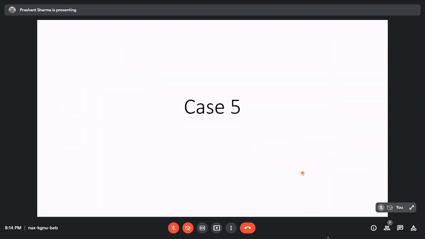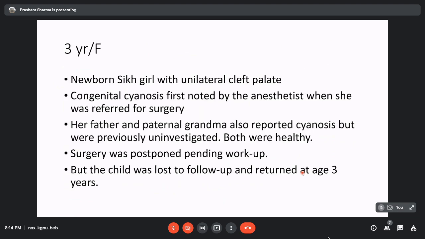So moving on to our case 5, the second last case. This was a 3-year-old girl, and this was her second presentation to pediatrics. Initially, as a newborn, she had been born with a unilateral cleft palate. And about 3 or 4 months later, they were planning a plastic surgery to repair this defect when she was an infant.